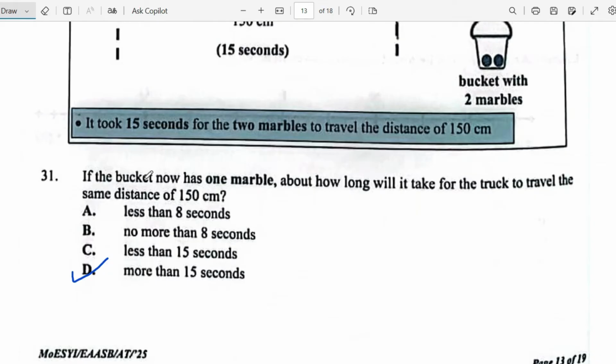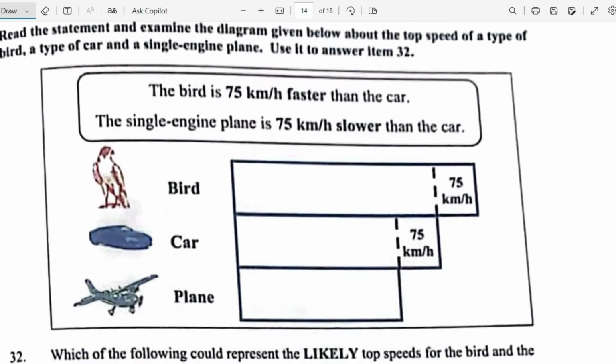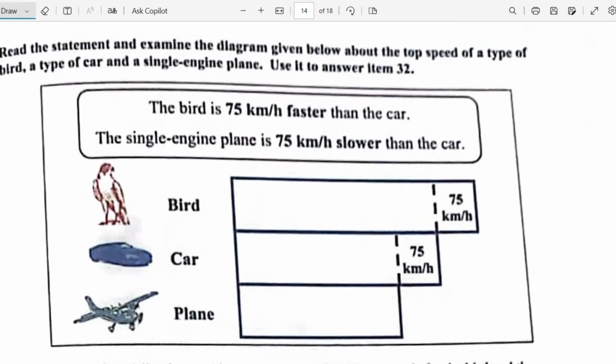So the question asks, if the bucket now has 1 marble, how long will it take for the truck to travel the same 150 centimeters? And we can say this is more than 15 seconds, because if it took 15 seconds for the bucket with 2 marbles, then it's going to take more than 15 seconds for our bucket with 1 marble. All right, moving on to the next question.